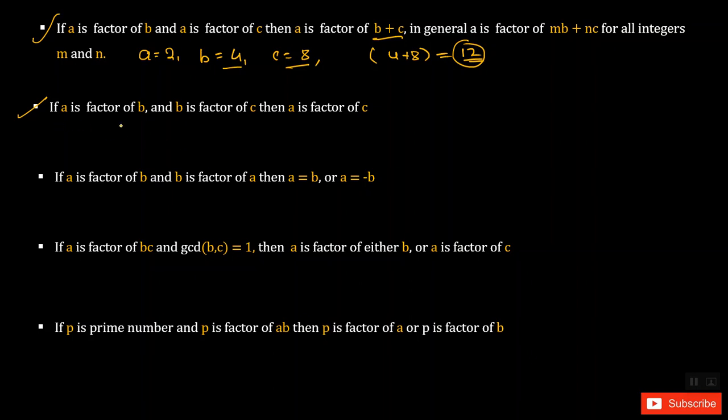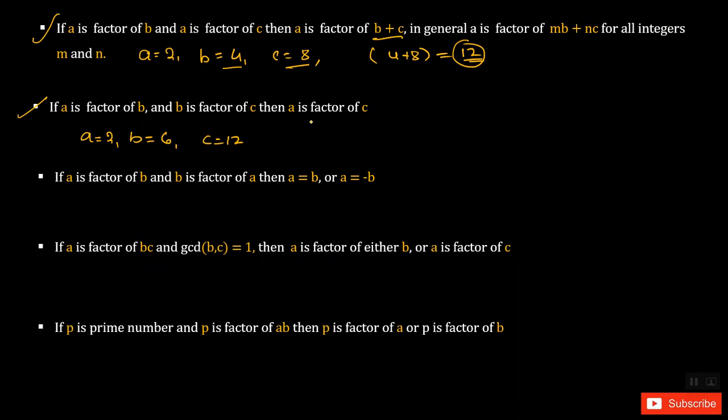If A is a factor of B, I'll be choosing the numbers. Let's take A equals 2 and B equals 6. A is a factor of B. It means A can divide B. 2 can divide 6. Yes. And B is a factor of C. Now this number should divide another number. Then let me take C as 12. I can't take C here as 8 because 8 is not divisible by 6. So 12 is divisible by 6.